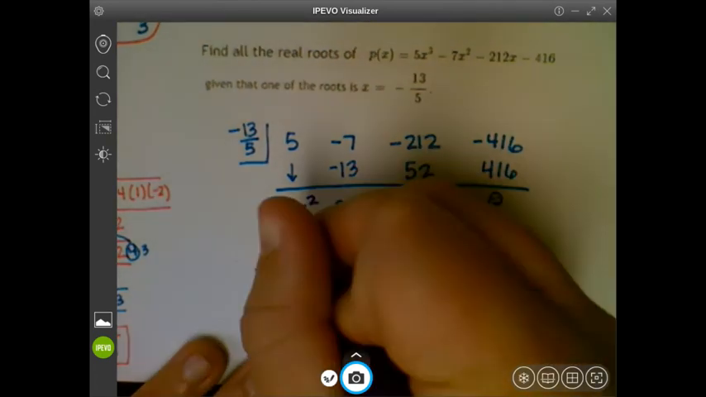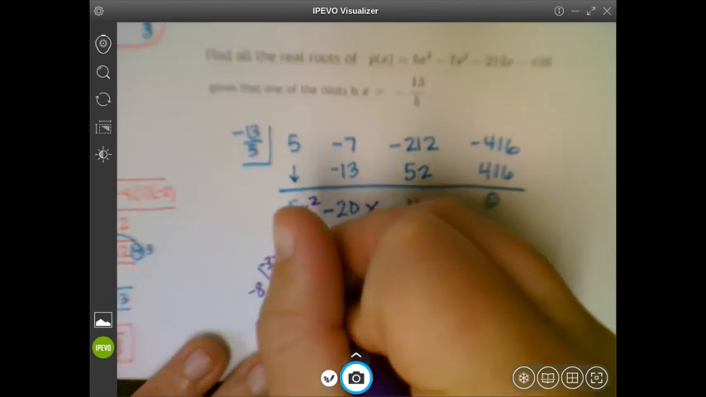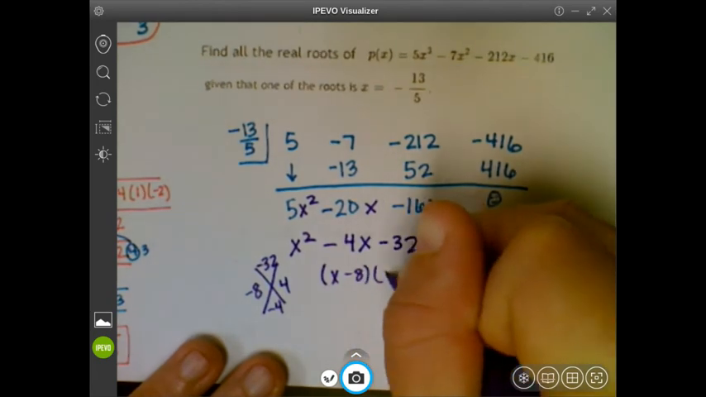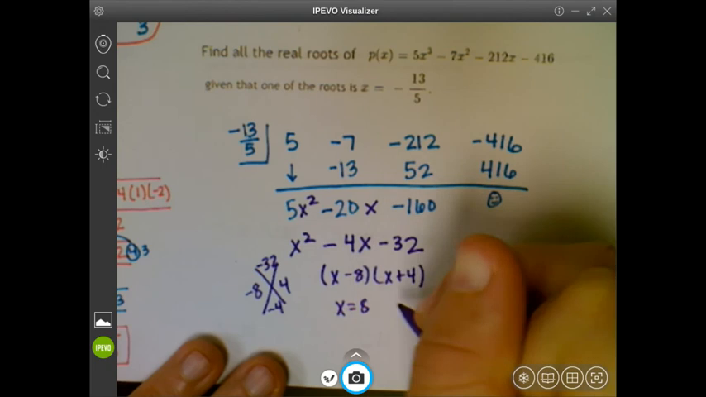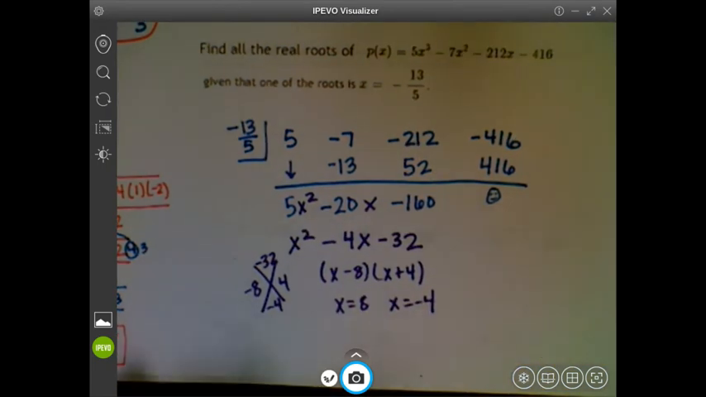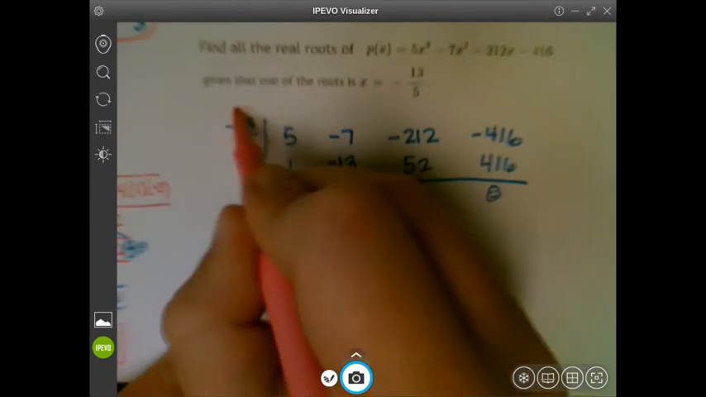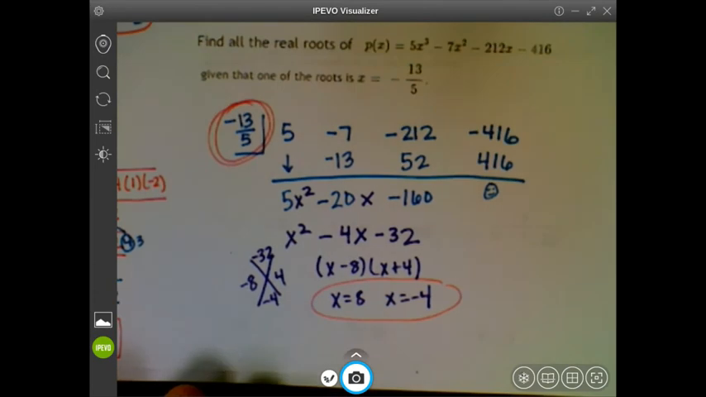They multiply to be negative 32, add up to be negative 4: negative 8 and 4. So x minus 8, x plus 4. So x would be 8 and negative 4. So you have all the real roots. That would be these two. And don't forget to include that fraction there, the negative 13 over 5.